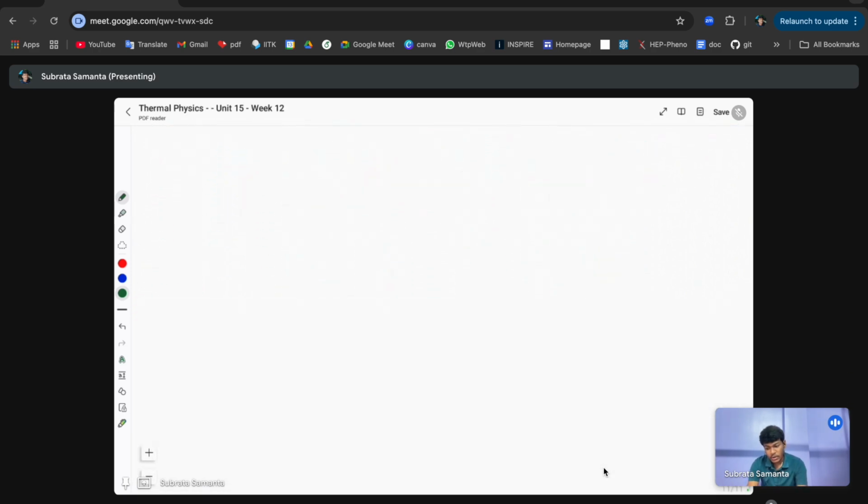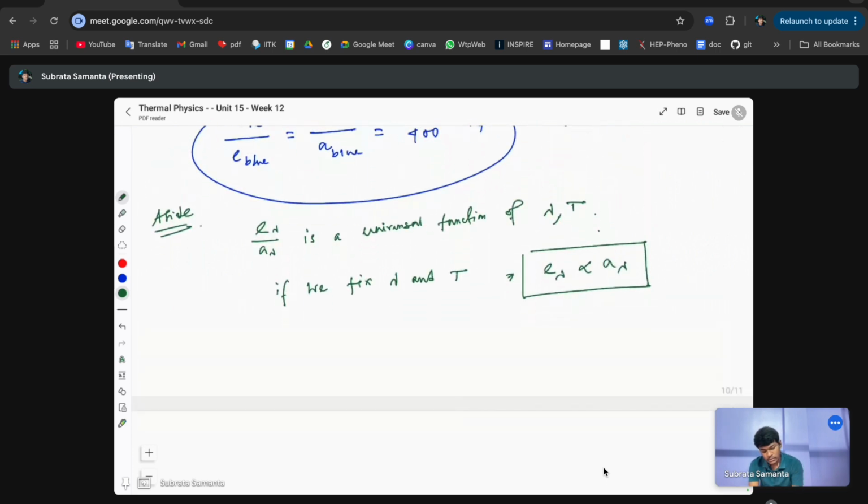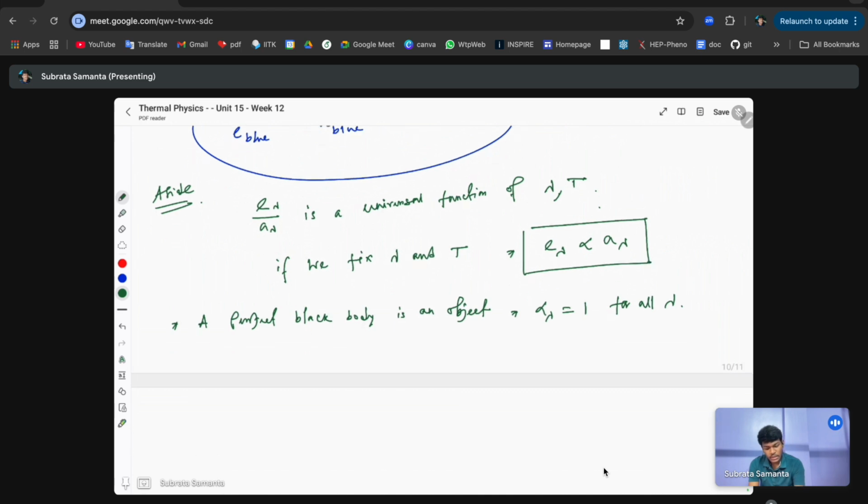So a perfect black body is an object for which alpha lambda equals 1 for all lambda. Okay. So this is basically a perfect black body.